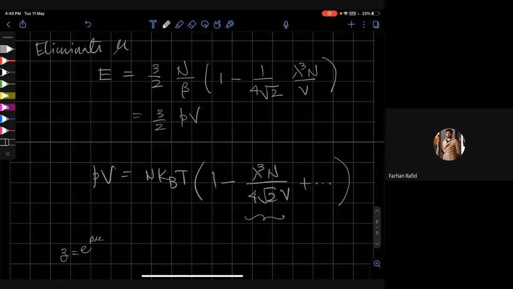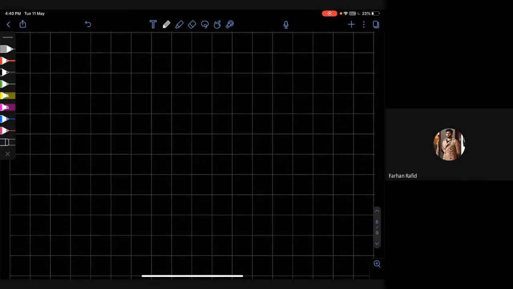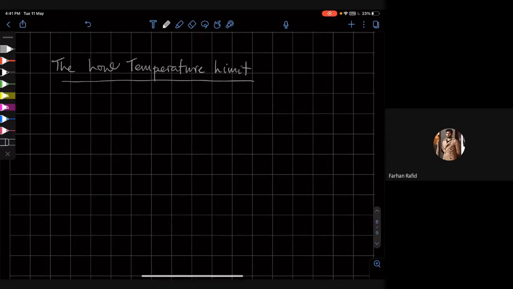All right. So let's move on to the low temperature limit then, which is more subtle. It'll turn out that, remember that we approximated this sum by this integral, right?